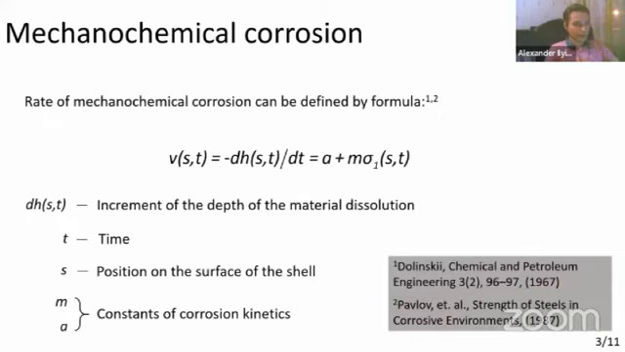Corrosion may be defined as a general dissolution of the material with a rate V proportional to the maximum normal stress at a corresponding point of the inner surface. It can be described by the formula presented on the slide. Here, A and M are empirically determined constants of the corrosion kinetics. In our study, we consider moderately non-uniform wear, when we can neglect the change in the normal to the corroding surface.